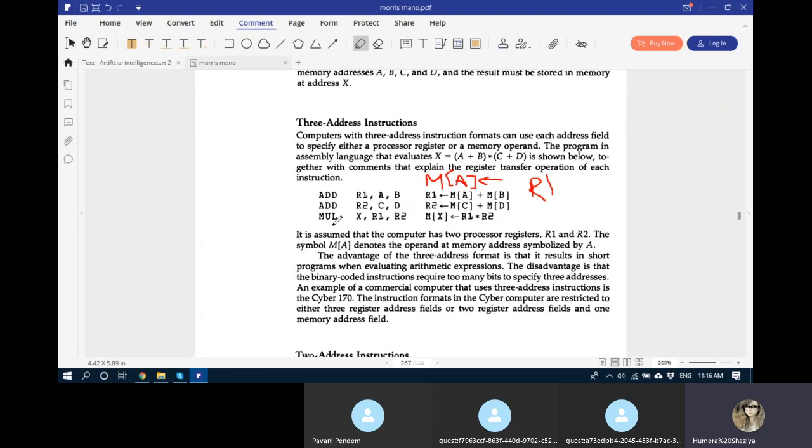So next, multiplication. Look here. In MUL, you are doing the same thing. Here you are putting M of X. You are storing the result of multiplication back into memory. So these instructions might belong to CISC architecture.